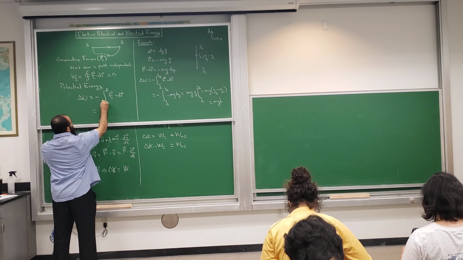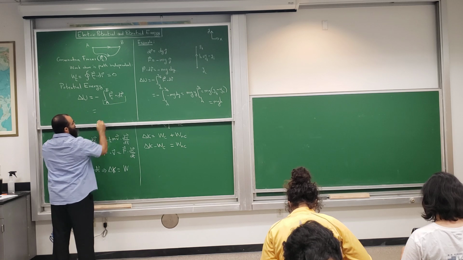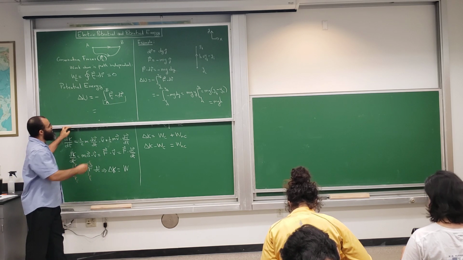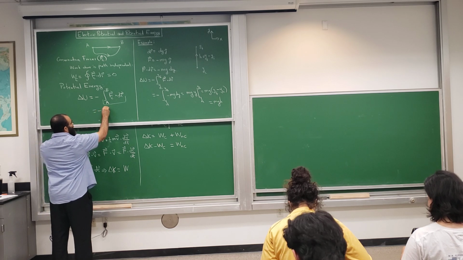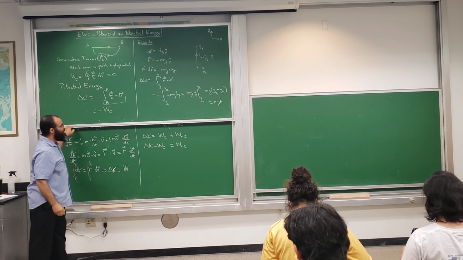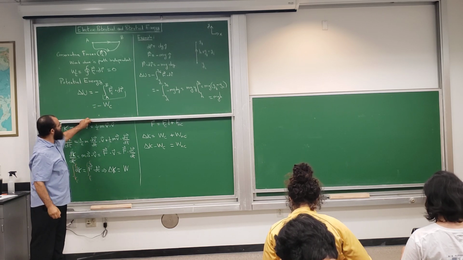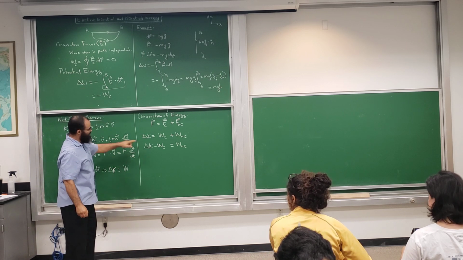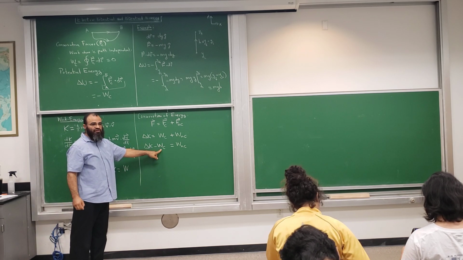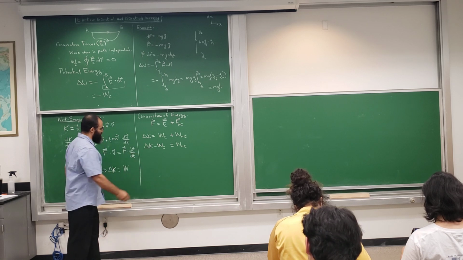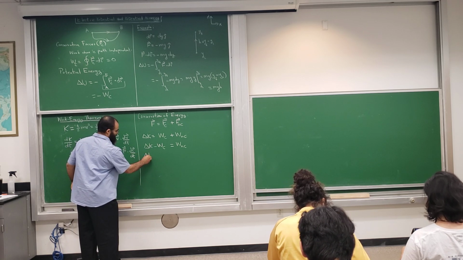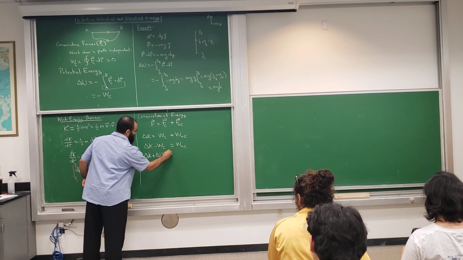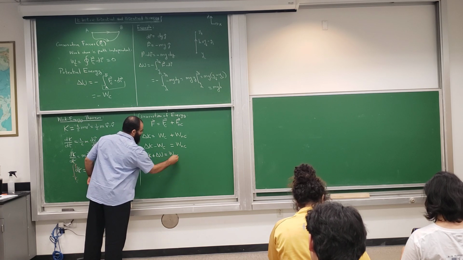What is this? Work. Which work, conservative or non-conservative? Conservative. So this one here is Wc. I forgot to write that. This is minus Wc. So minus Wc is delta U. So this is delta K plus delta U. So I get delta K plus delta U is equal to the work done by non-conservative forces.